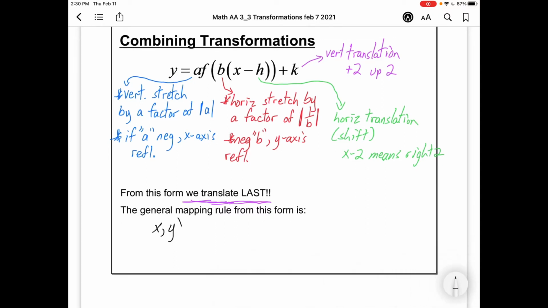Any point x, y is going to be transformed, where you go 1 over b times the x value, because that'll be our horizontal stretch factor, plus h. Now check it out over here. It's in this x minus h form. And the y value will be a y, because we're multiplying by the vertical stretch factor. And then the k will make a difference. You can memorize that or not. Either way, we can probably generate a good map.